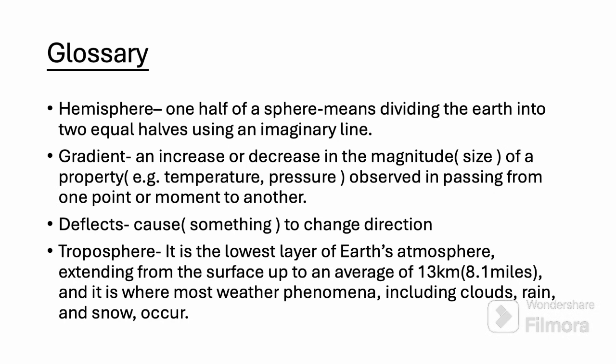Troposphere. It is the lowest layer of the Earth's atmosphere, extending from the surface up to an average of 13 km, which is equivalent to 8.1 miles. And it is where most weather phenomena, including clouds, rain, and snow, occur.